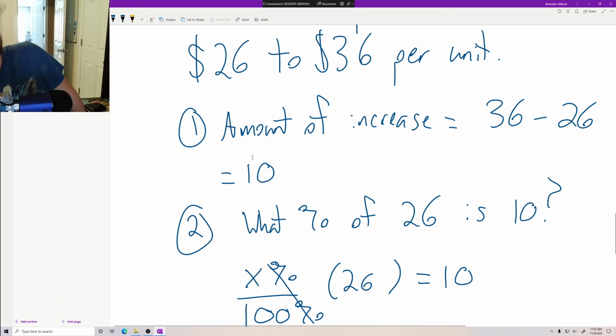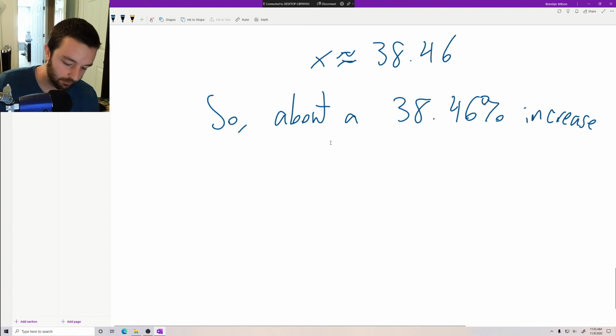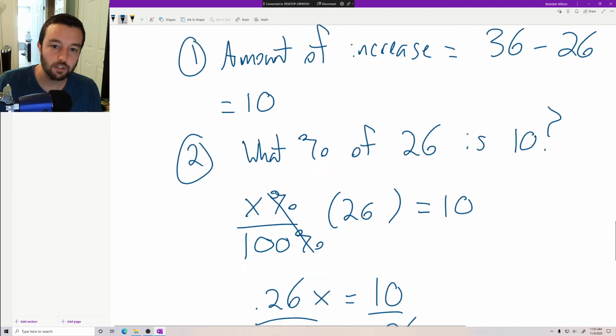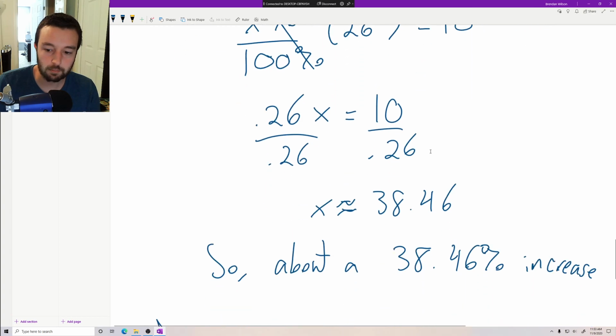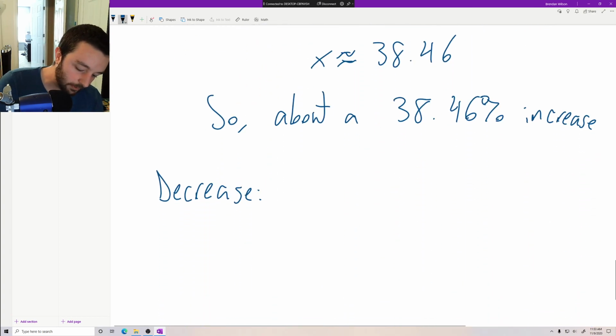So the decrease would be pretty much the same idea, right? For a decrease, you would do the same thing, except you would find the amount of the decrease. So like if we went from 36 to 26, it would again just be a 38.46% decrease. So let's just do a different example.